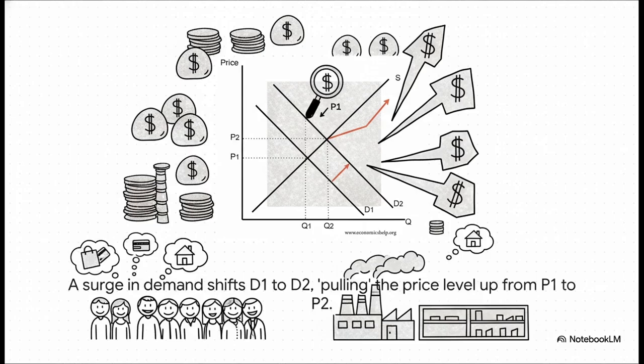But the economy can't just magically produce more goods overnight. So with more demand than supply, what can firms do? They can raise their prices, from P1 up to P2. They are literally pulling the price level higher.